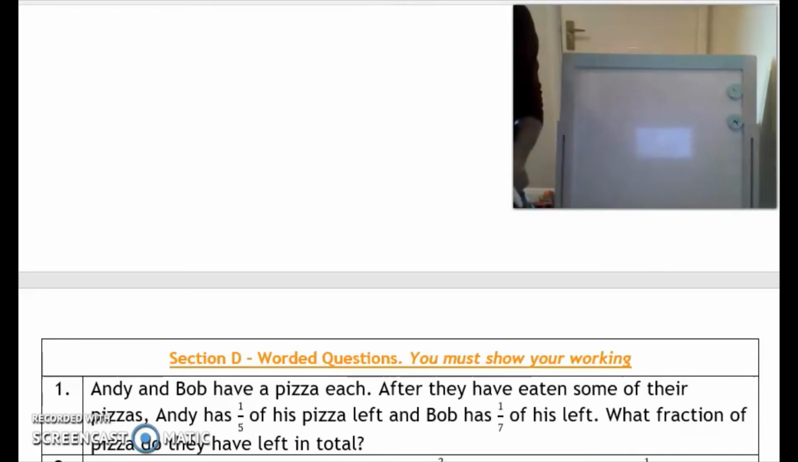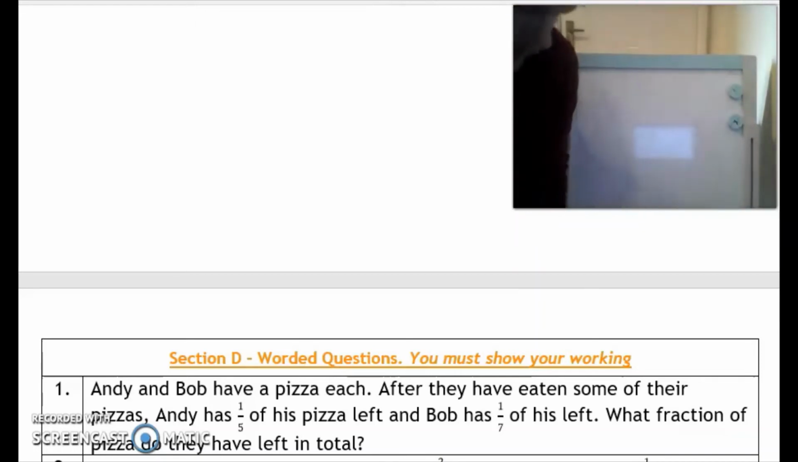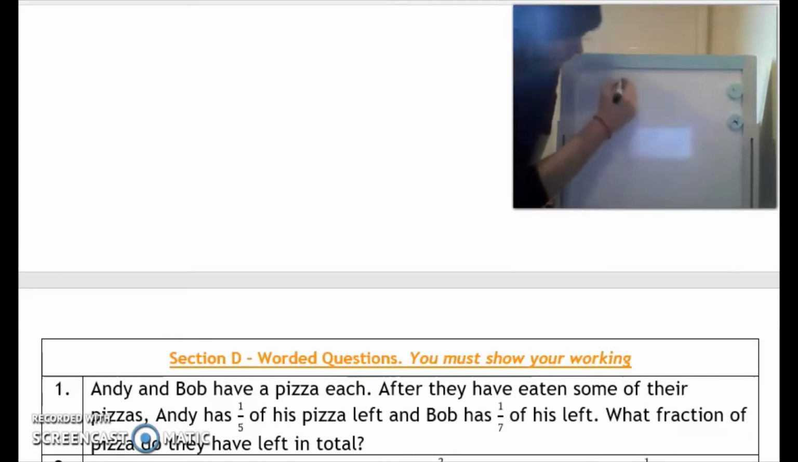Now, what we have to do here is we're trying to figure out what they have left in total. So this is an adding problem. It says total. Total tends to be an adding bit of vocabulary. So we are trying to check by adding these two together. Now, if we just take the pure adding of it, we've got 1/5 with 1/7. That's what the question's asking you.